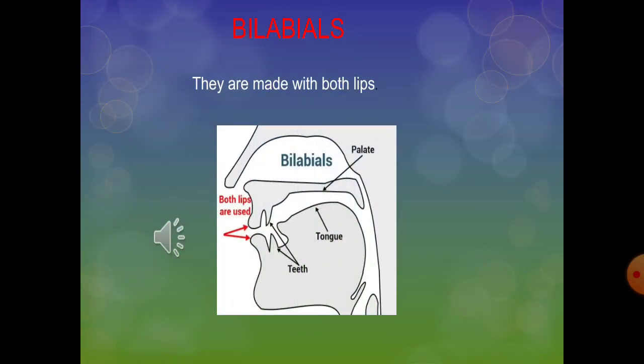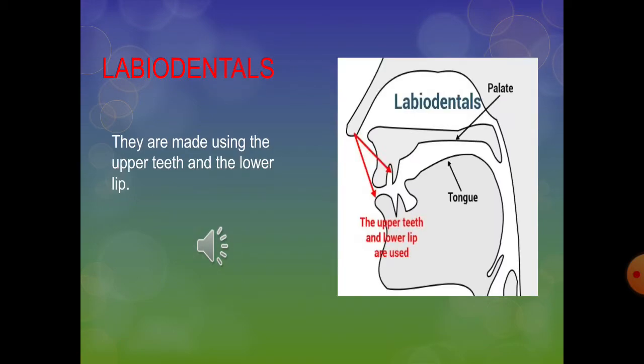To produce bilabial consonants, we use both lips together. For instance, P like in pat, B like in bat, M like in mat. In the case of labiodentals, they are made using the upper teeth with the lower lip. For instance, F as in fat or V as in vowel.